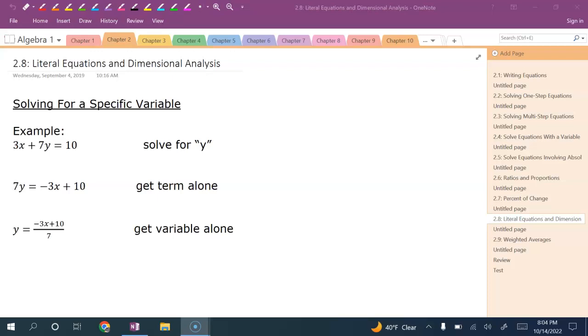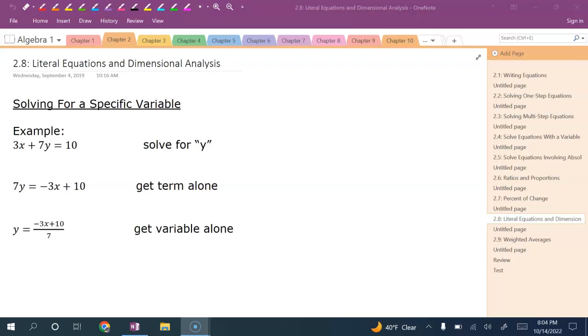Chapter 2, Section 8 is about literal equations and dimensional analysis. We're going to break this section into two parts. The first one is going to be literal equations, where you're going to be rewriting an equation and solving for a specific variable within that equation.